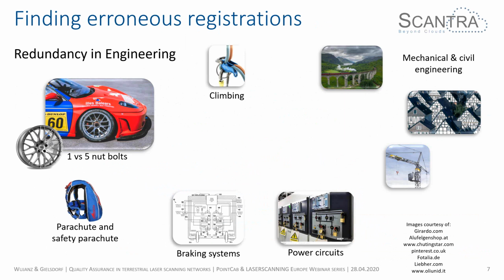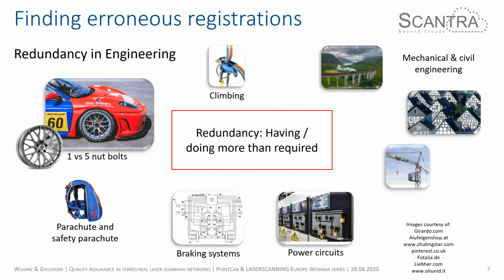So the basic information that you need in order to be able to find errors is called redundancy. And we have redundancy in all different fields of engineering. For instance, parachutes have a safety parachute, so if one fails, the other one will save your life. You have it in braking systems. In aeroplanes, if one fails, the other one steps in and helps you to save the day. And if we try to interpret redundancy, it means to have more or do more than actually required.